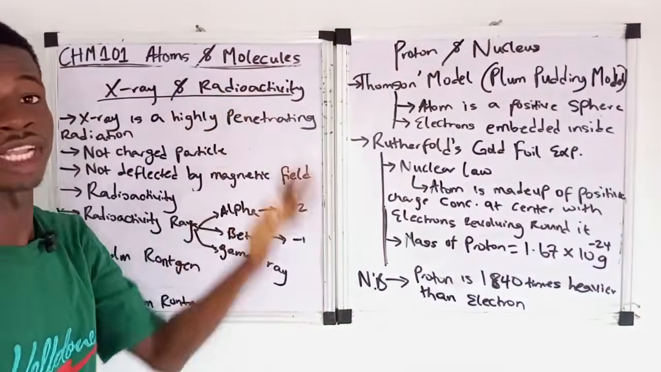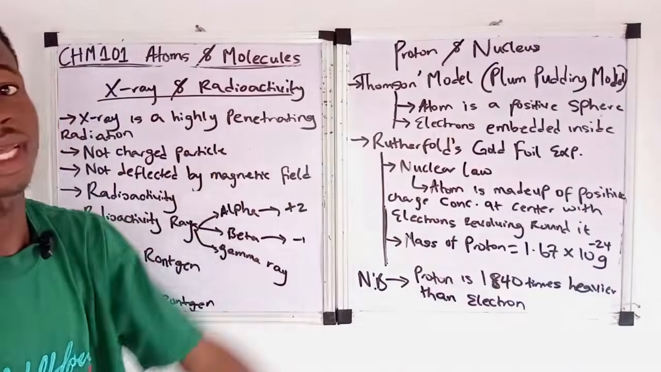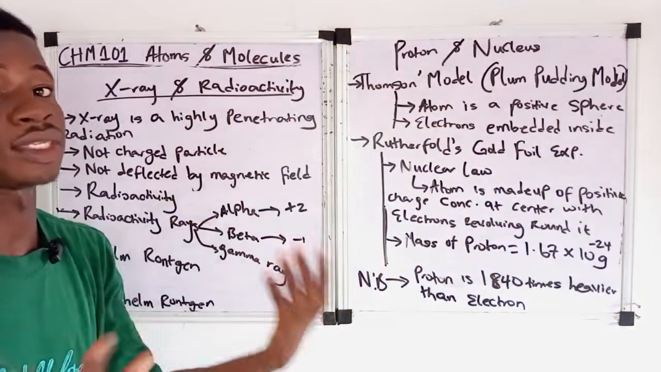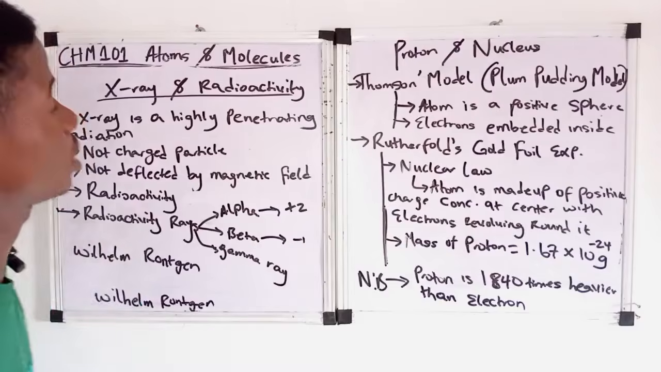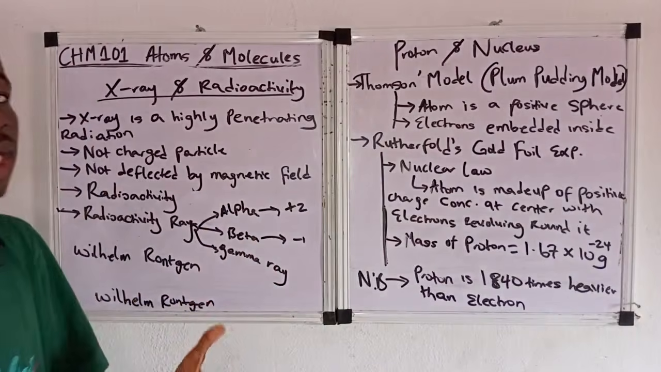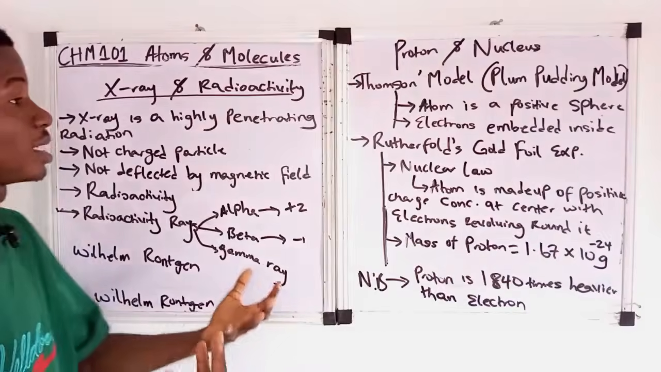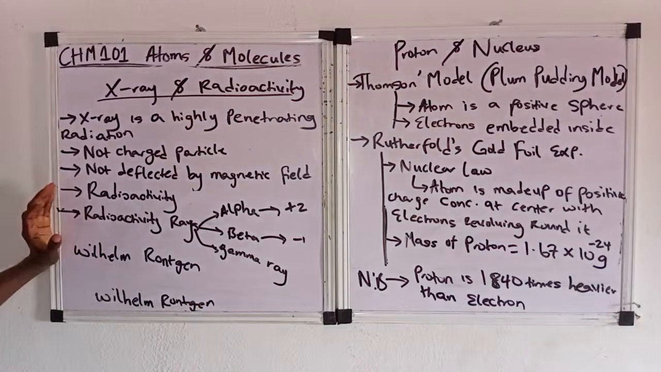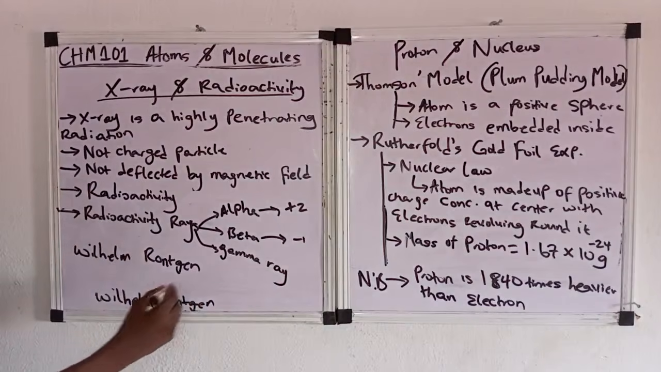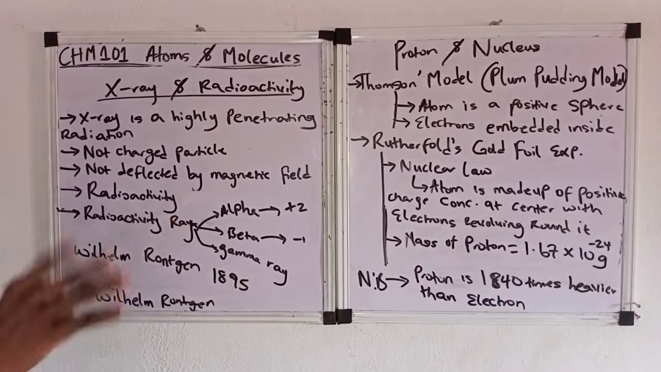When you see radioactivity here, I just want to talk a little about it, but in our next videos, radioactivity is a topic on its own. Now, X-ray. What do you understand by X-ray? X-ray is one of the electromagnetic waves, and it was discovered by a scientist known as Wilhelm Röntgen in 1895 or so.